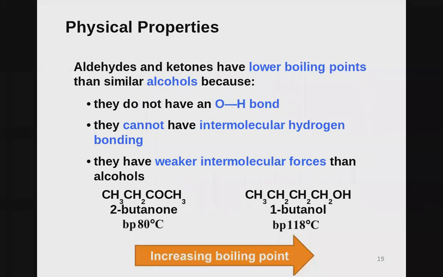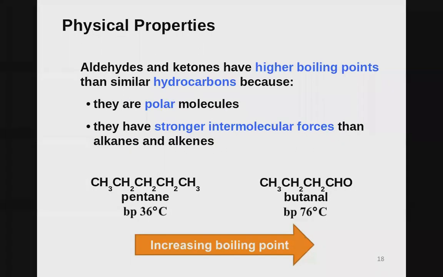Now, aldehydes and ketones have lower boiling points than similar sized alcohols as well. Now, they don't have an OH bond. And so typically speaking, they won't have intermolecular hydrogen bonding. However, you'll notice that this O does leave the capacity open for some hydrogen bonding. And they have weaker intermolecular forces, so they're easier to split apart. So butanone has a lower boiling point than, say, butanol, which is an alcohol. So just as a note, top of our list is alcohols having the highest boiling points.